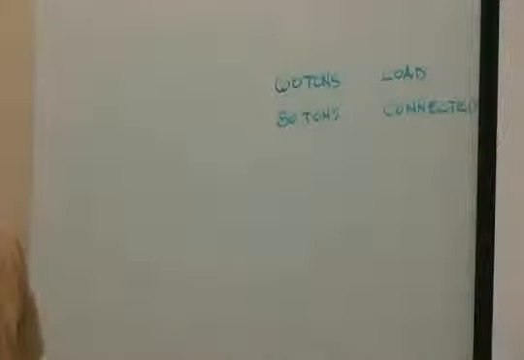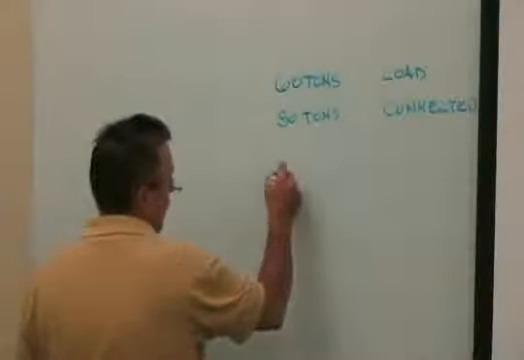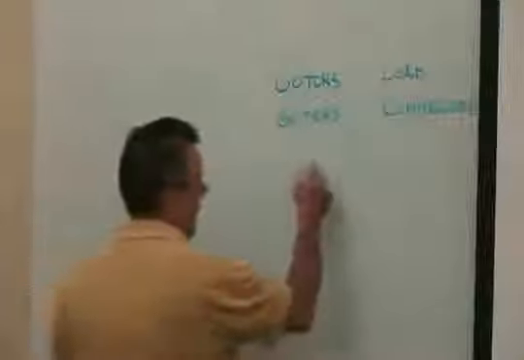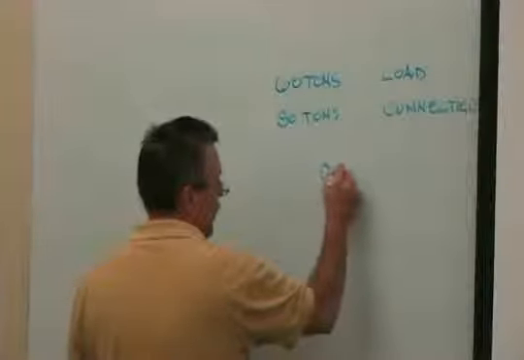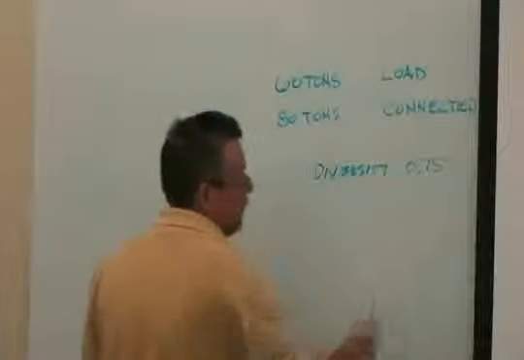I take my building heat divided by the installed capacity, that gives me diversity. So I've got a diversity, what's 3/4, right? So I've got a diversity of 0.75.